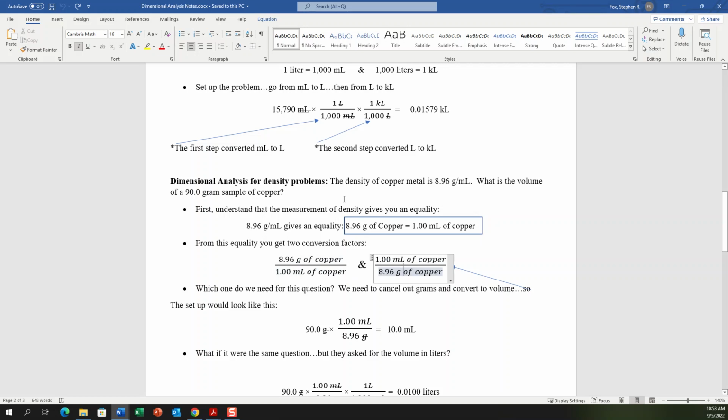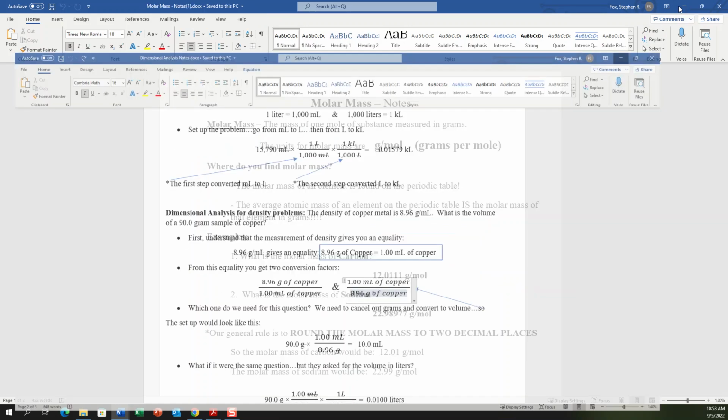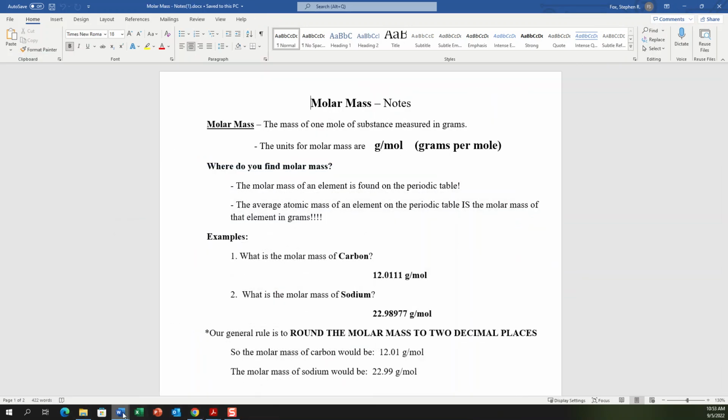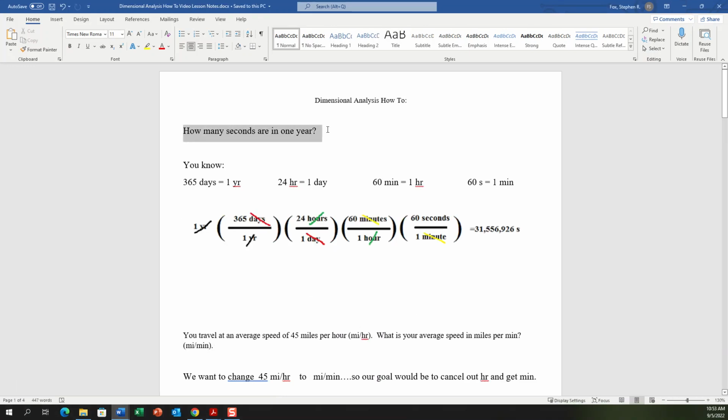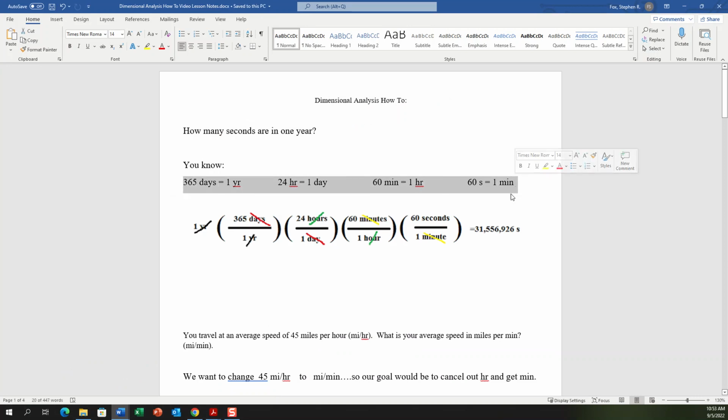All right. So let's do some dimensional analysis practice. Here we go. How many seconds are in a year? So, equalities that you should probably know by this point in your education. I know 365 days is 1 year, 24 hours equals 1 day, 60 minutes equals 1 hour, 60 seconds equals 1 minute.